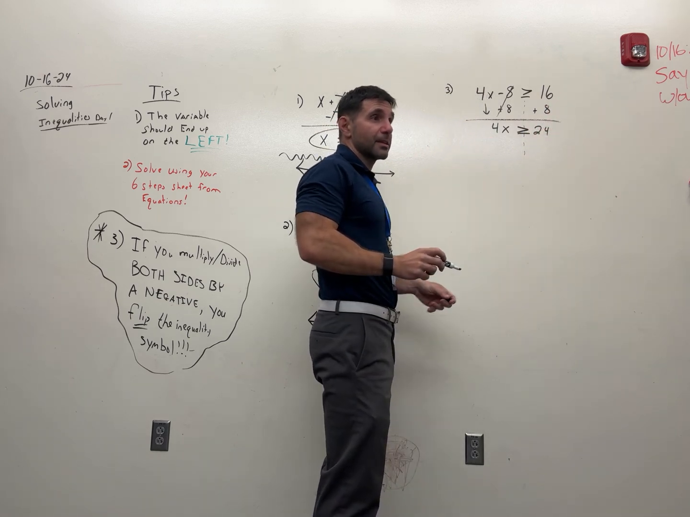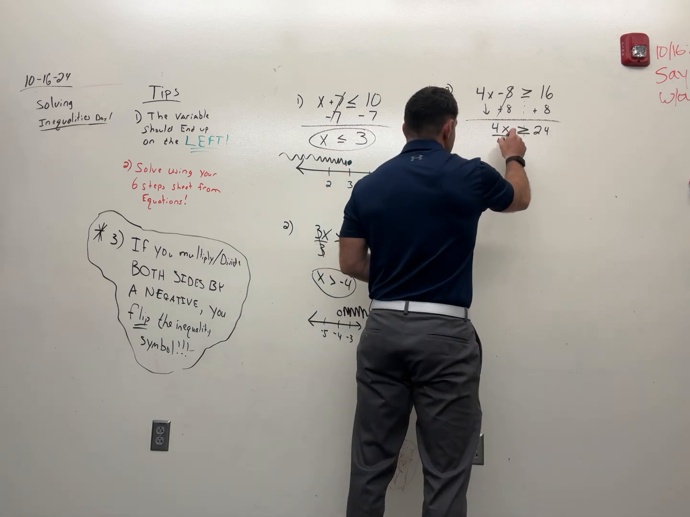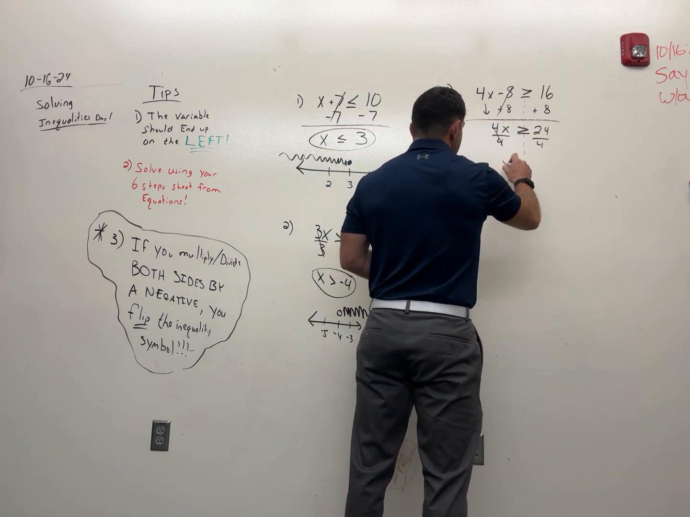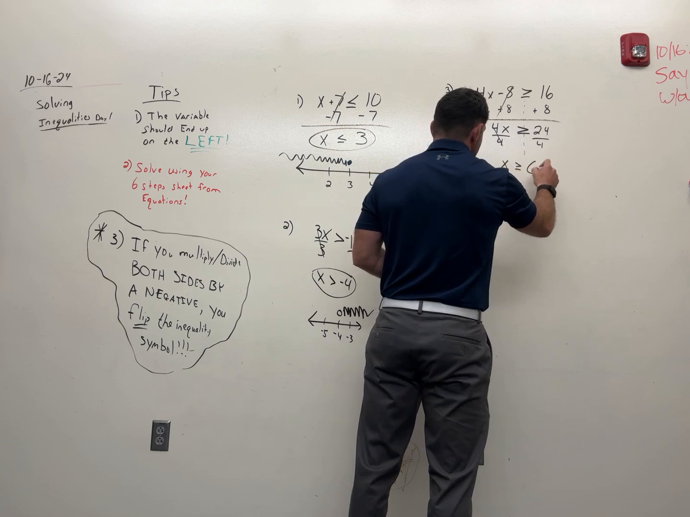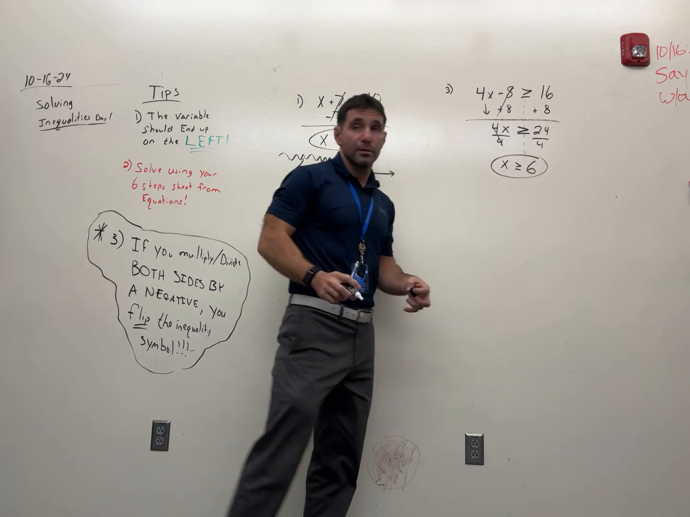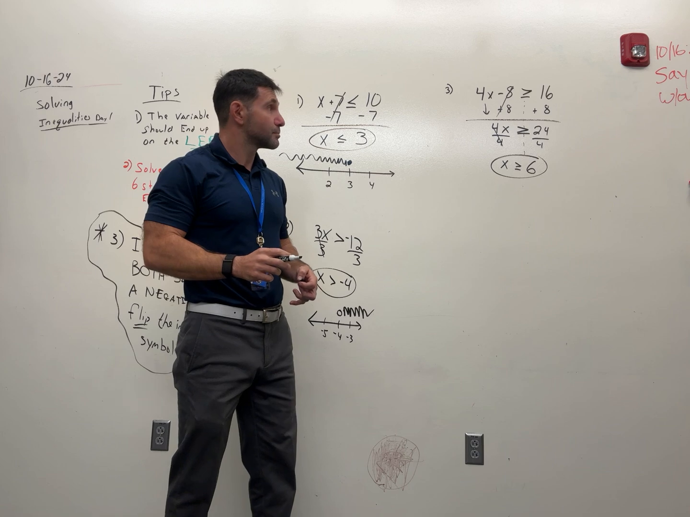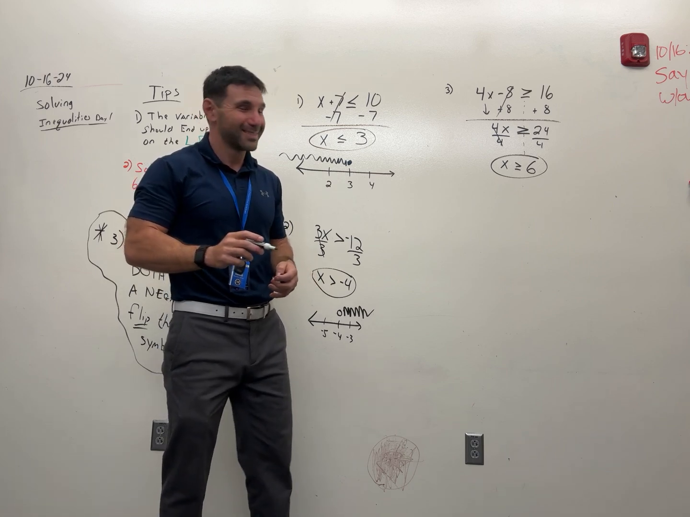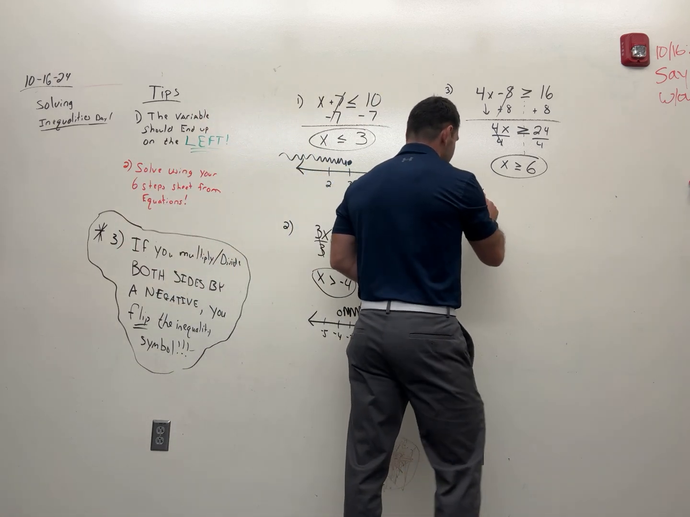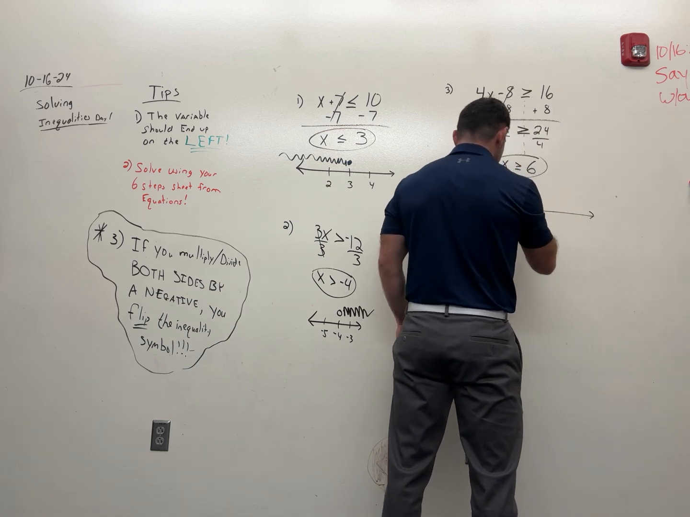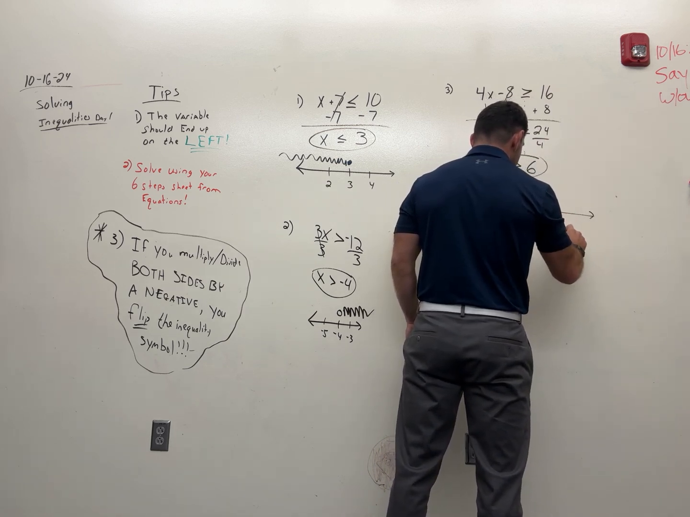Step 6, isolate the variable using multiplication or division. Well, we need to divide. That gives me x is greater than or equal to 6. Now we find the 6. We put the 5, we put the 7.